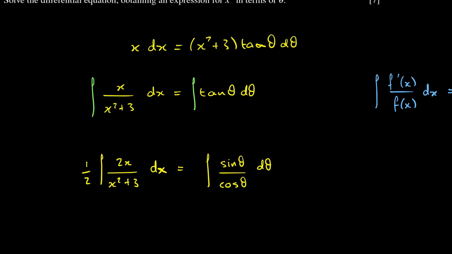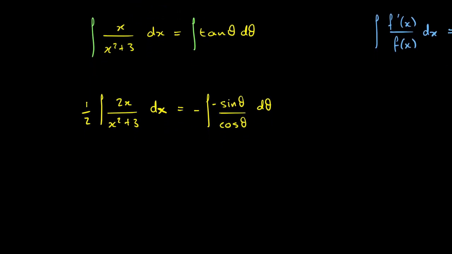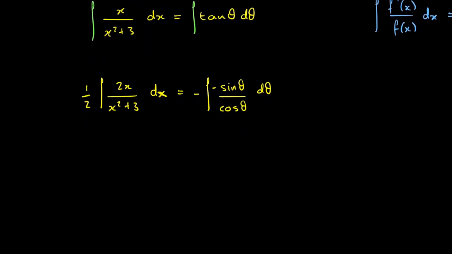So I just need to amend this integral as well. I'm going to make that negative sign on the inside, which of course means I've got to make it a negative on the outside in order to maintain equivalent fractions. So now that we've got this, we can use our rule and say the left-hand side is going to integrate to give a half ln x squared plus 3. And the right-hand side is going to integrate to give minus ln the cosine of theta. And of course, we need to remember with indefinite integration that we are adding a constant c.